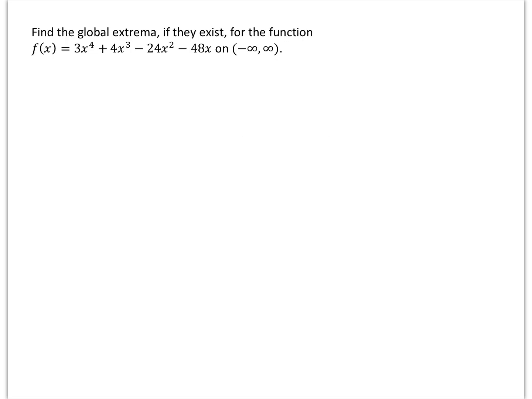So for example, I have a polynomial function, f of x equals 3x to the fourth plus 4x cubed minus 24x squared minus 48x. So I want to find global extrema, the global max and the global min. I'm going to think about the end behavior before I do anything. Okay, so the end behavior, which is the behavior towards the ends of the interval, so near negative infinity and infinity. This is a polynomial function that has a positive leading coefficient and an even degree.